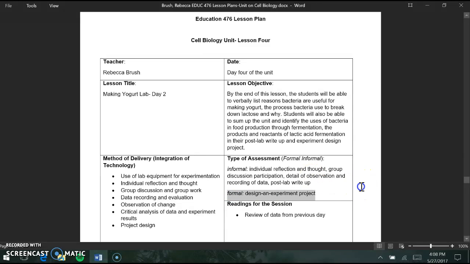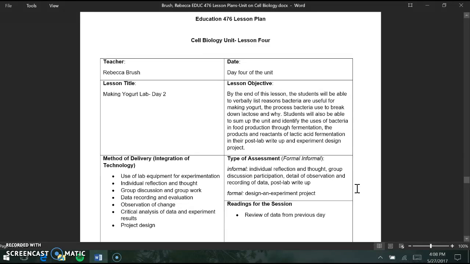They had to design the next lab they were going to do. And the reason that's a formal one is because they had to take the principles that they learned through fermentation in the bacteria and apply it to something new, to something different.